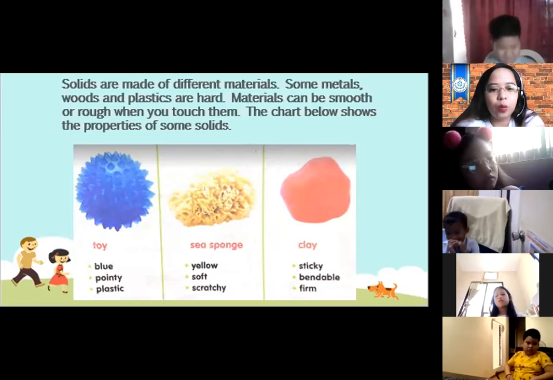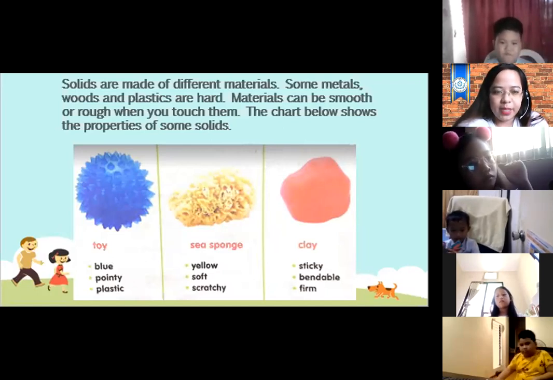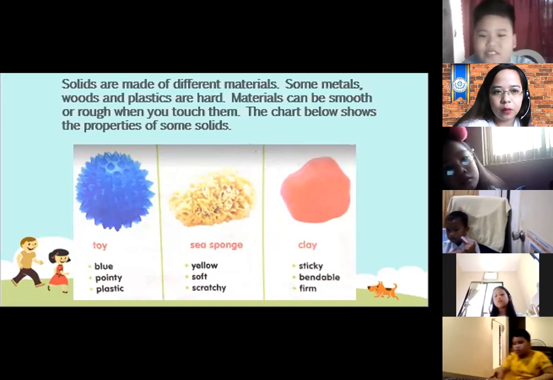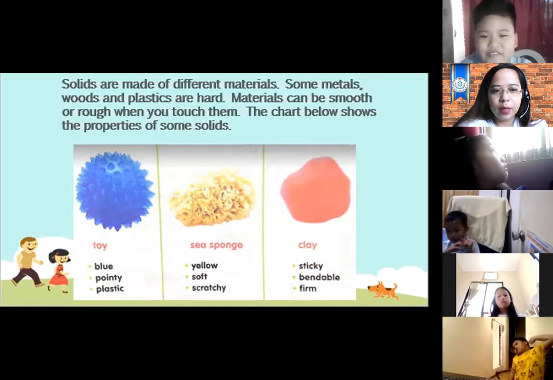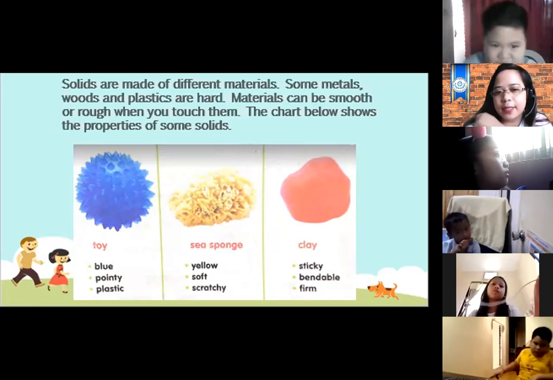All right. So, what can you describe? Which one will you describe? What is that? Is it a cell phone? Okay, it's a mug and it's smooth. Oh, a mug. All right, next.